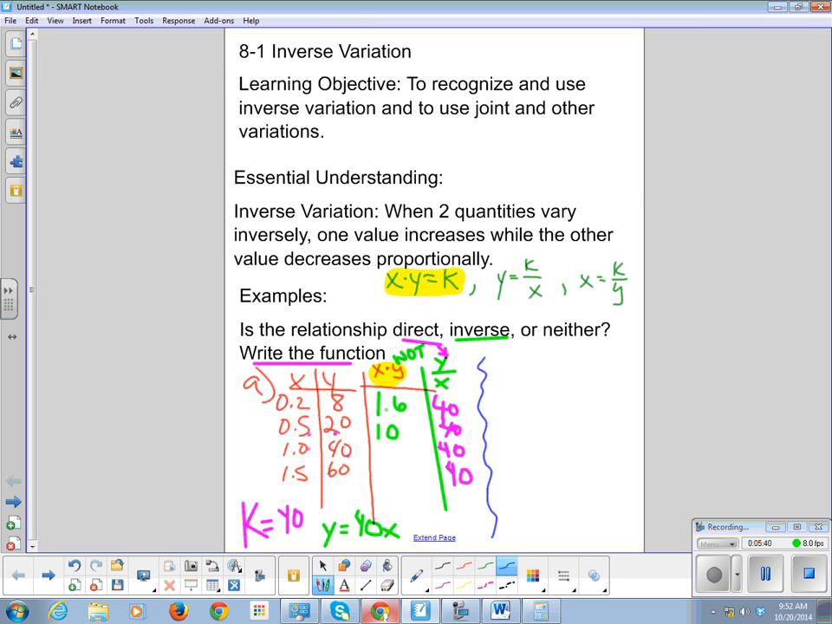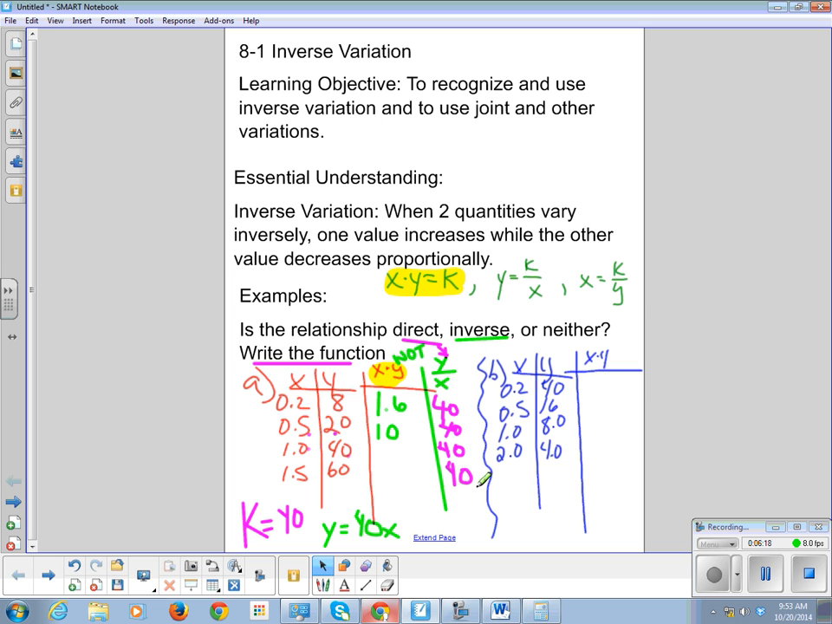Okay, so let's try another example. We have our x, we have our y. So what if we had 0.2 and 40, 0.5 and 16, 1.0 and 8, 2.0 and 4.0. So I'm going to test for inverse first. Why do we test for inverse first? It's easier. It's multiplication. So let's test for inverse.